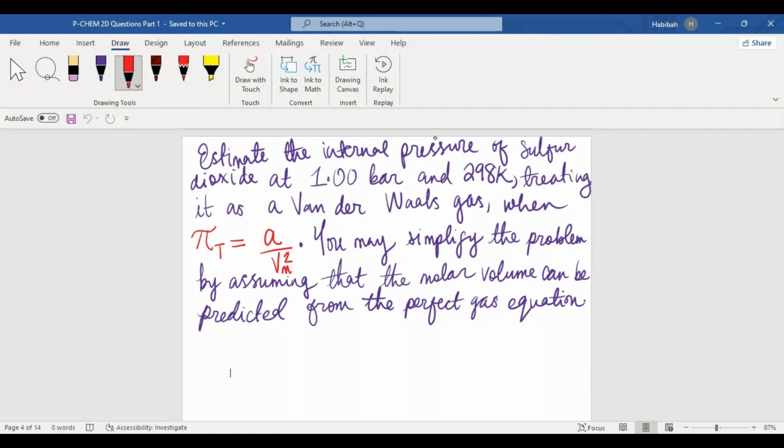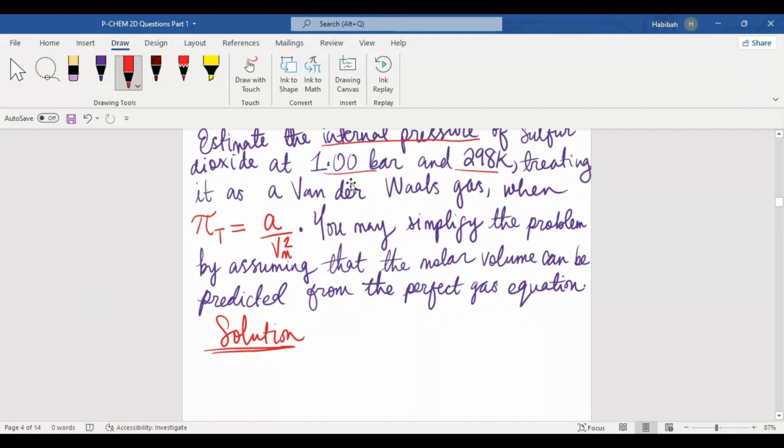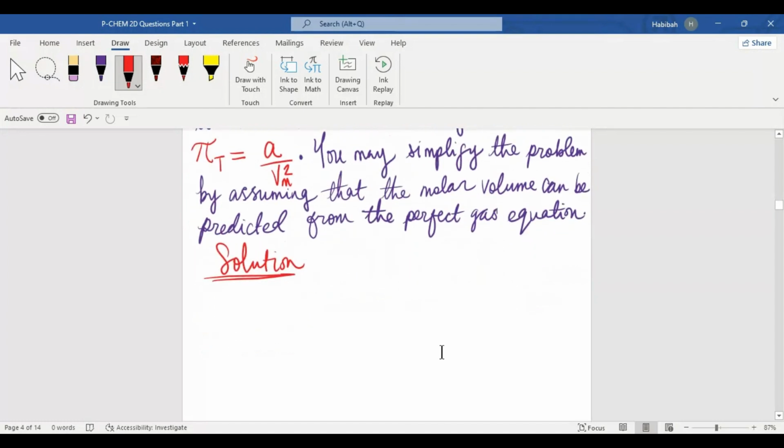So this question requires us to find the value of the internal pressure of sulfur dioxide, SO2, at 1 bar and 298 kelvin. So the initial pressure and temperature are given. We're also told to treat it as a van der Waals gas when we use this equation. But in order for the problem to be simplified, we have to use the molar volume that we can predict from the perfect gas equation.